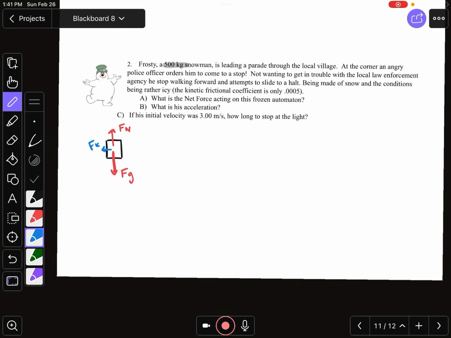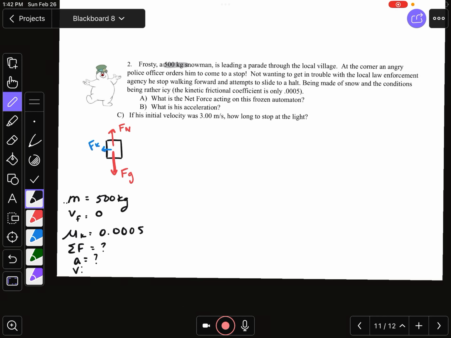I did a poor job reading this, but let's get what we need from it. I have a 500-kilogram snowman. At the corner, he comes to a stop, so his final velocity is going to be zero. You have the coefficient of kinetic friction, 0.0005. We want the net force, the acceleration, and the initial velocity.